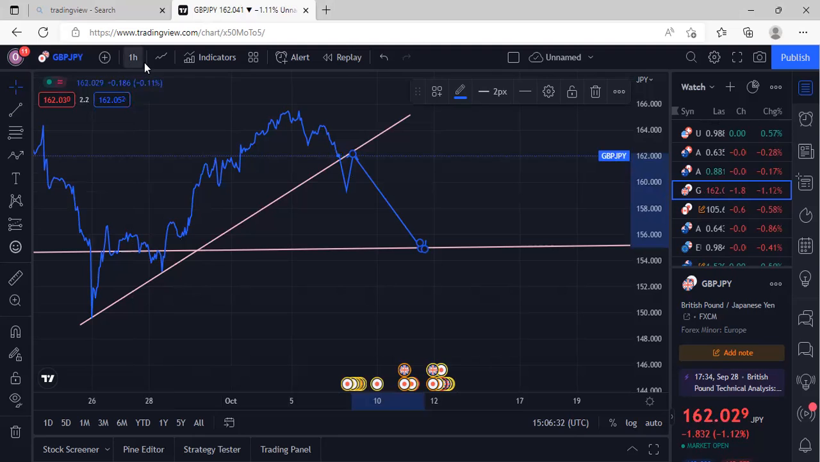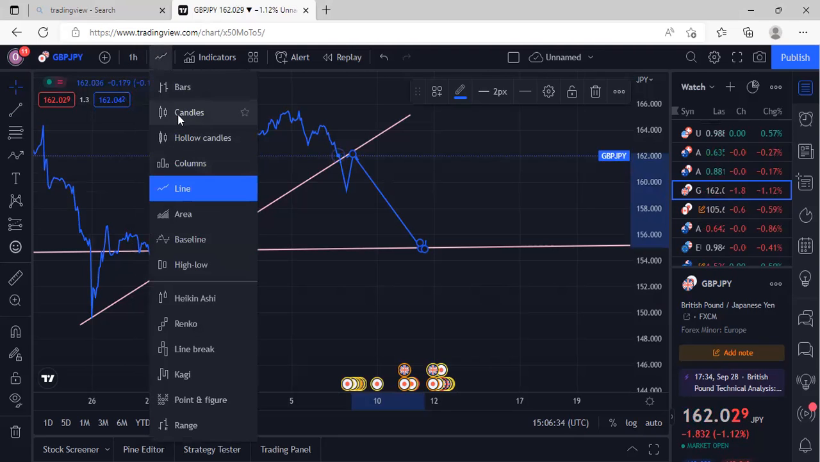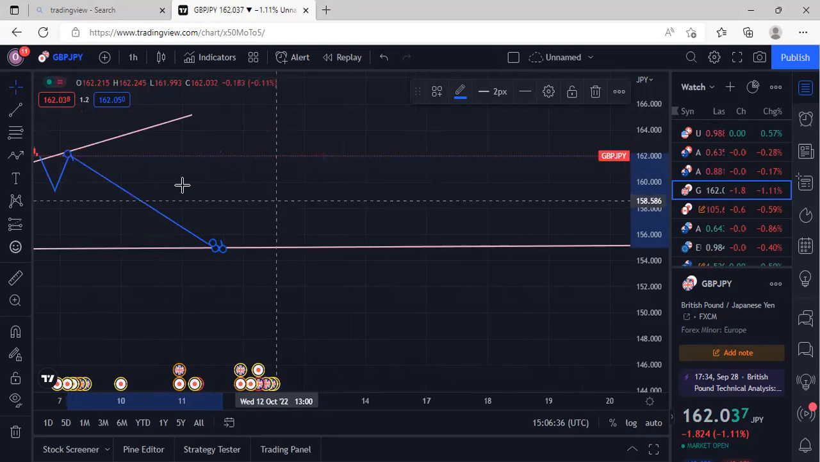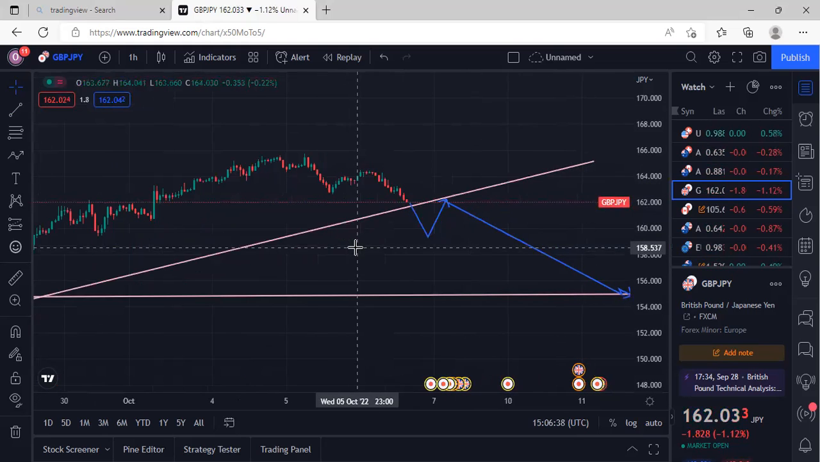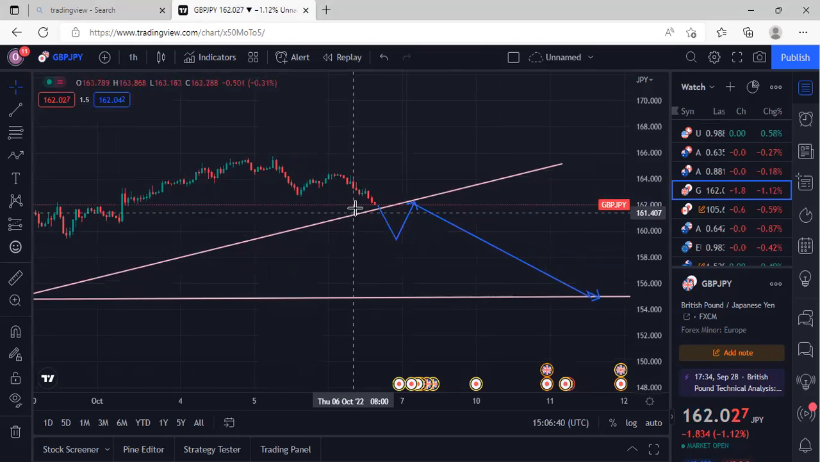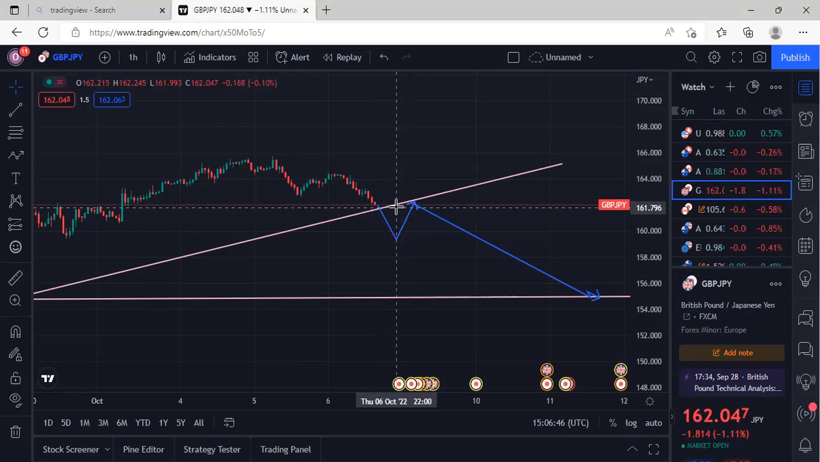So for GBP JPY, we are actually waiting to see how the market will behave at that particular level. Once you see a red candle closing down below this particular line here, it will be a good time for us to enter that particular market and short the market to the downside.